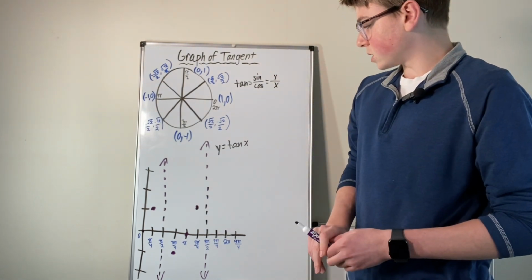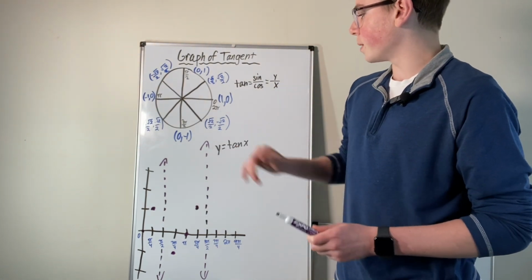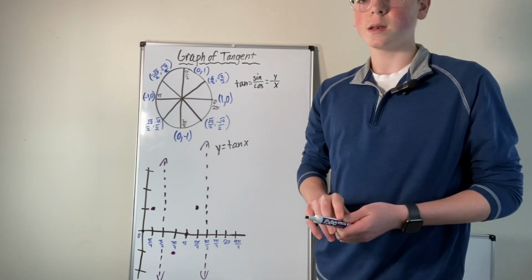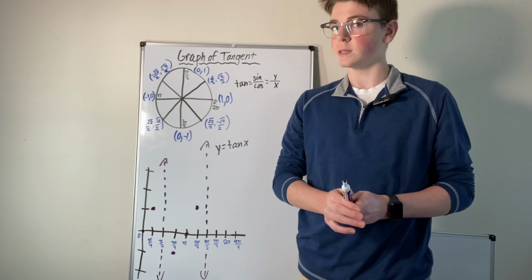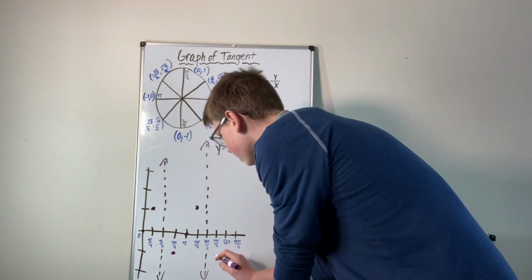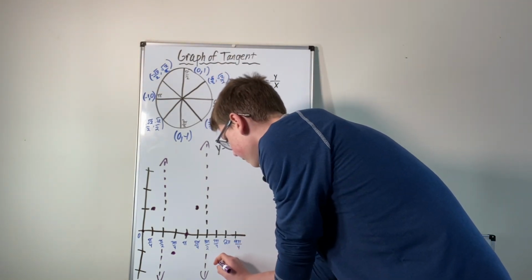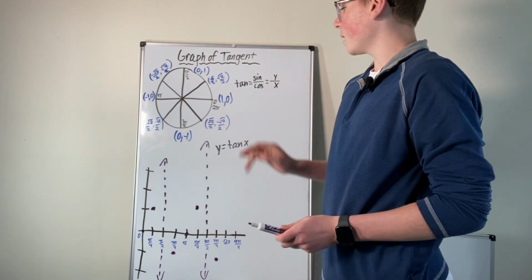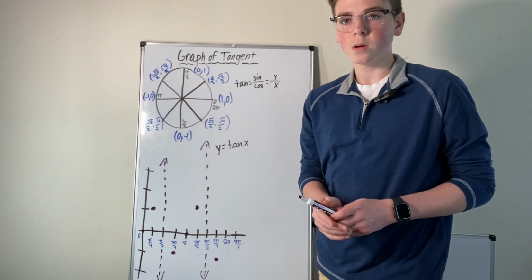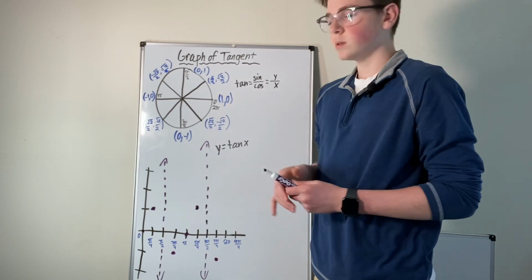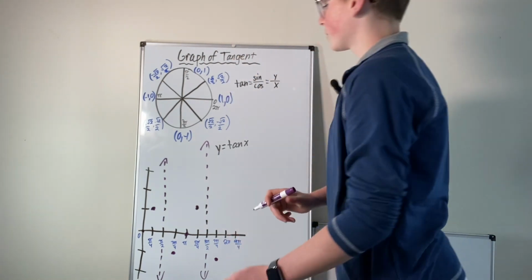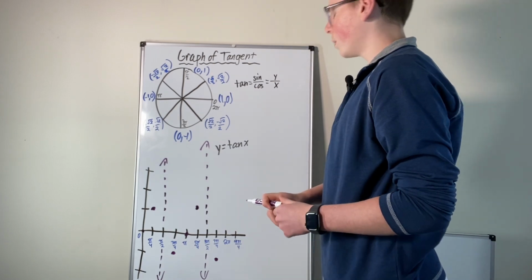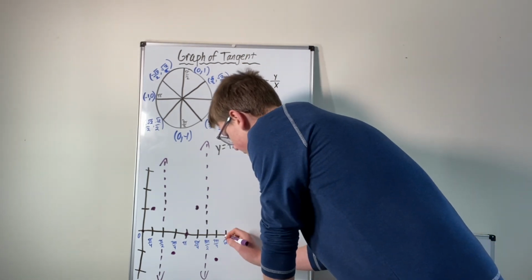Now, let's do 7 pi over 4, which would be root 2 over 2, comma, negative root 2 over 2. That will be negative root 2 over 2 divided by root 2 over 2, which is negative 1. So 7 pi over 4 is negative 1. Then 2 pi is 1, comma, 0, which will be 0 divided by 1, which will give us 0, yes.